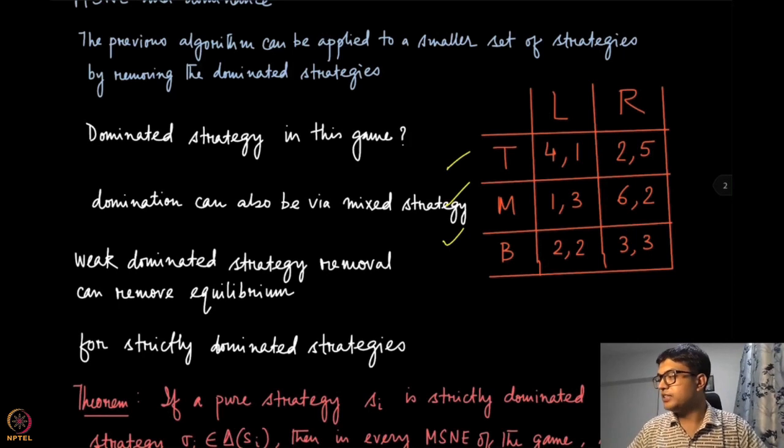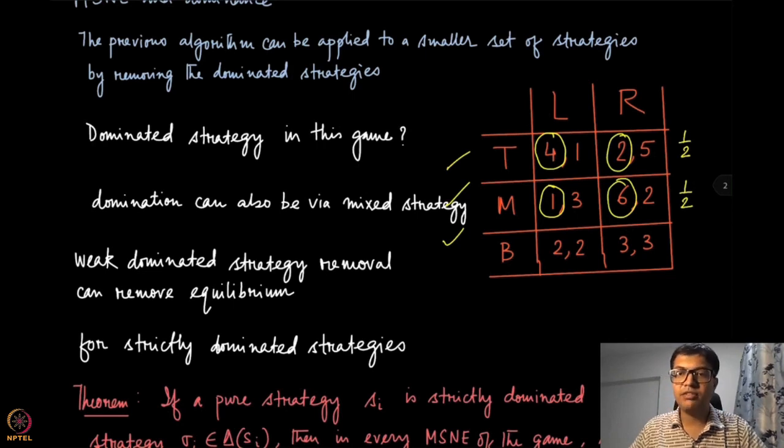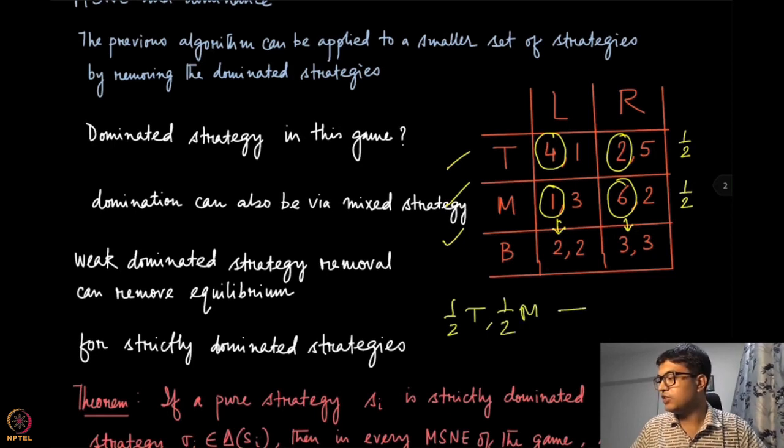But if you look at the strategy where you pick T with probability half and M with probability half, then consider the expected utility this player gets when playing half and half. Against one column, 4 and half is 2.5. Against the other, it will be 6 plus 2 times half, which is 4. But that mixed number is larger than this 3, and that mixed number is larger than 2. So therefore, half T and half M, this mixed strategy, dominates B.